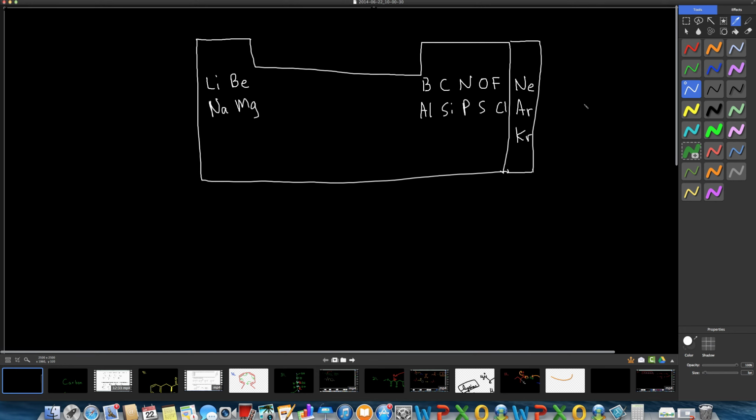Hybridization is possible on the second row of the periodic table if you have an empty orbital. So beryllium and boron and carbon are all capable of hybridization because beryllium has a 2p orbital with no electrons. Boron has a 2p orbital with only 1 electron, and carbon has a 2p orbital with only 2 electrons.